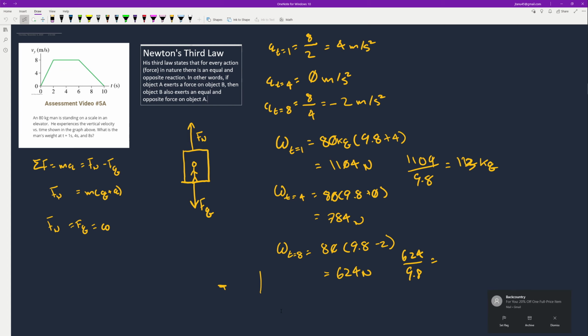So that's why when you're going up in an elevator, you tend to feel a bit heavier. That's because the normal force is stronger as you accelerate upward. And vice versa, if you're accelerating downwards, then the normal force is less, and so your apparent weight is less. And so this is a good example of Newton's third law.